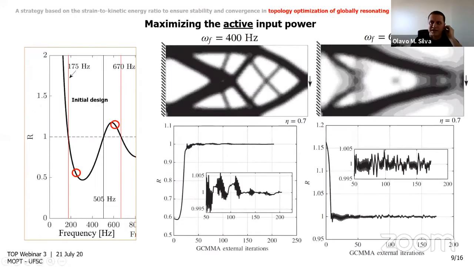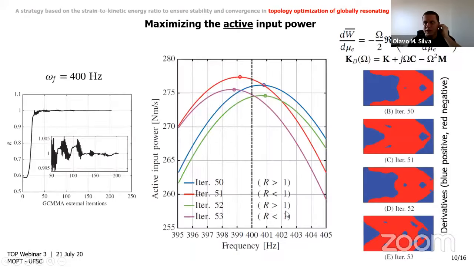The same occurs for other excitation frequencies, 400 Hertz and 600 Hertz. The strain to kinetic energy ratio can start from a value less than one, and also from a value greater than one, depending on the initial design. However, we can see here the same oscillation in both cases, and the final designs are not fully developed. Here, we can see the resonance of the active input power oscillating around the excitation frequency of 400 Hertz.